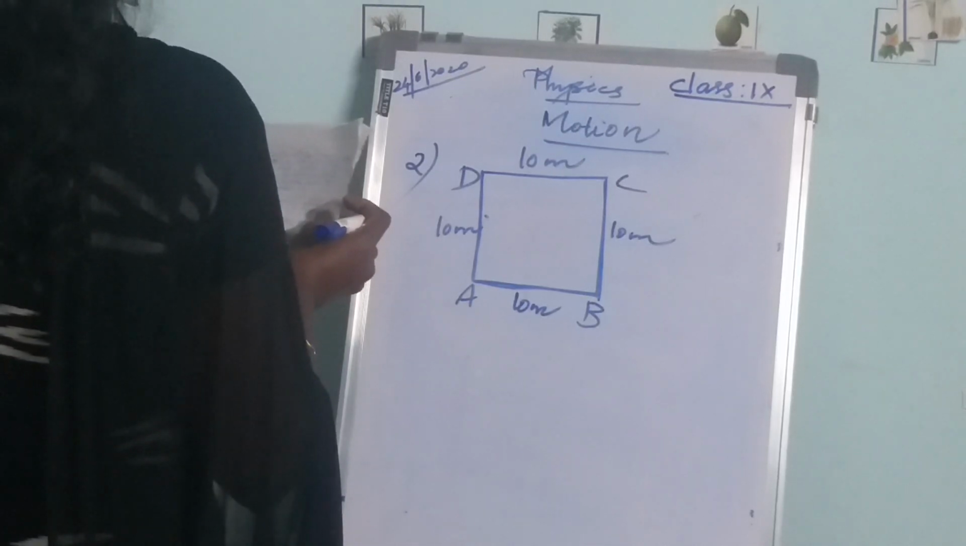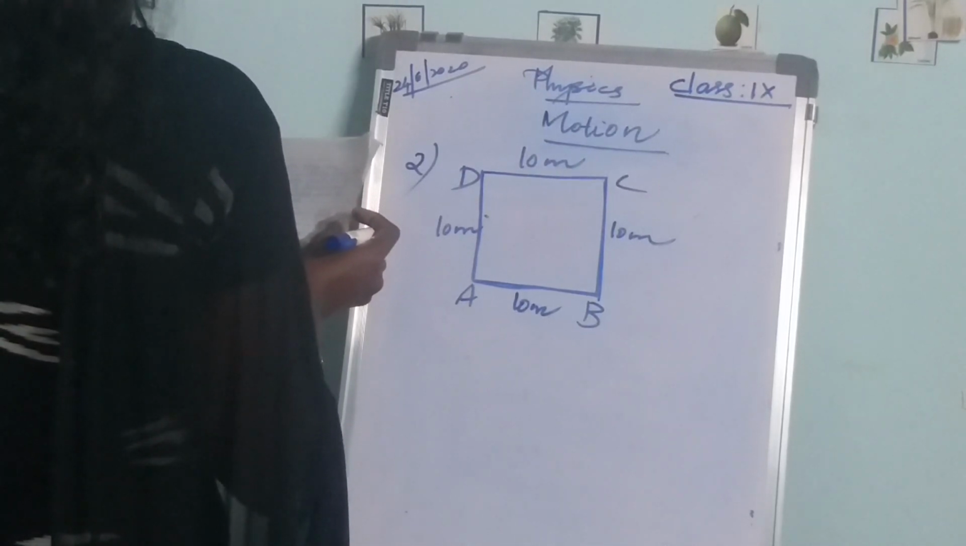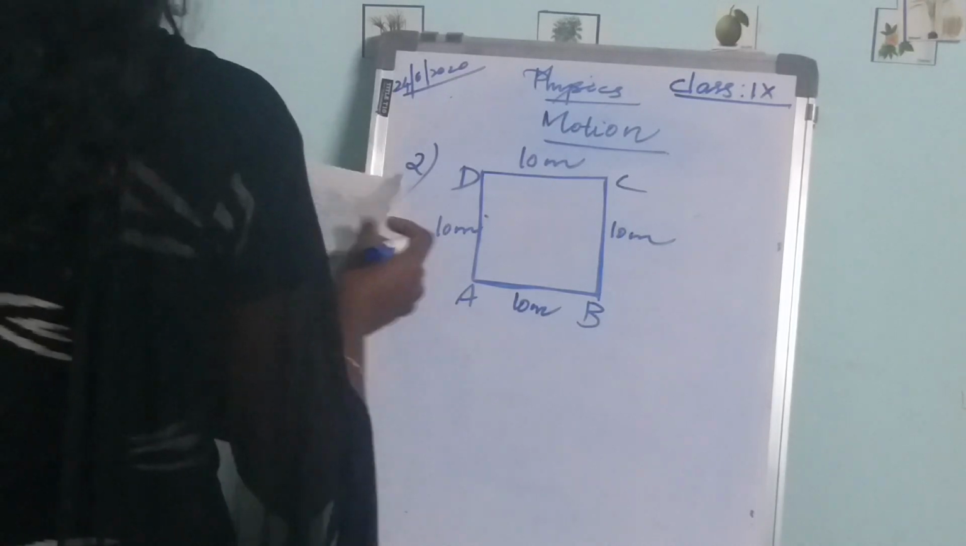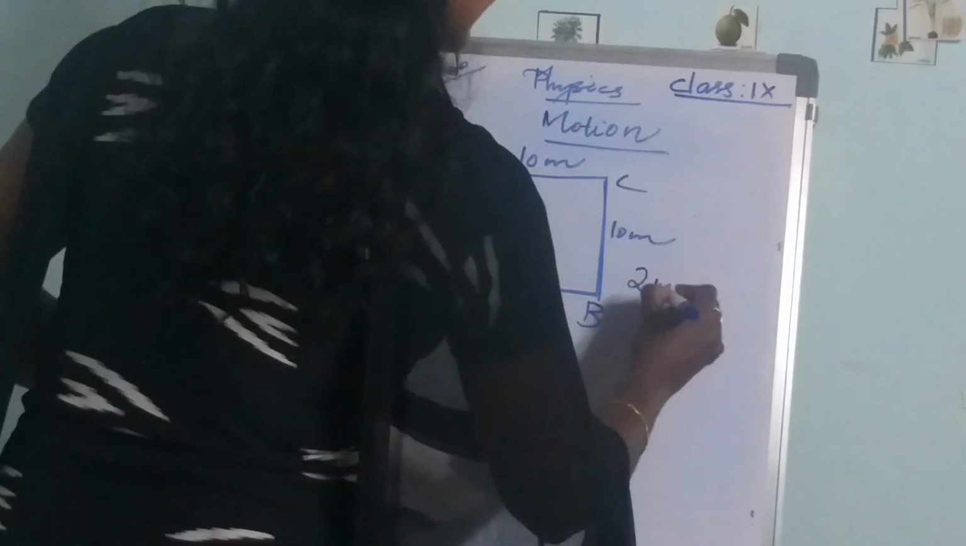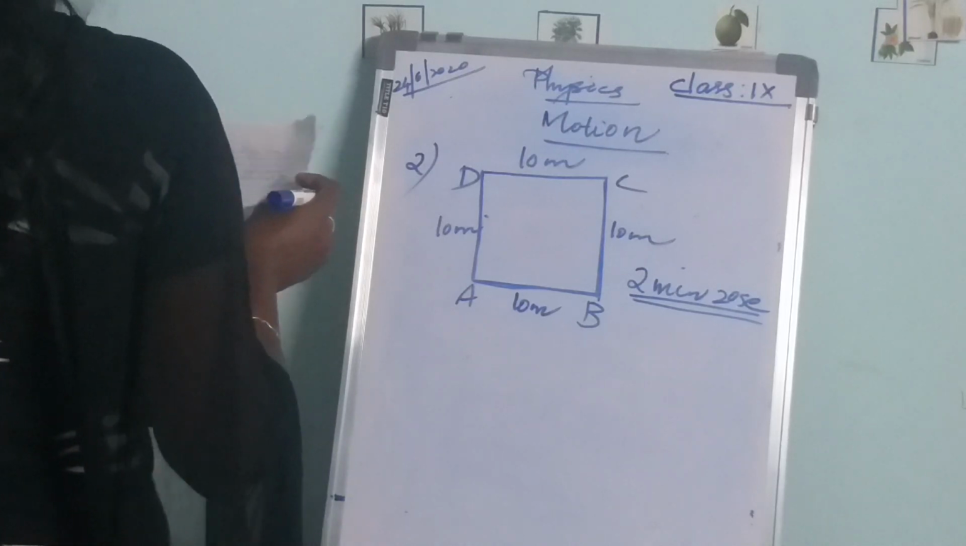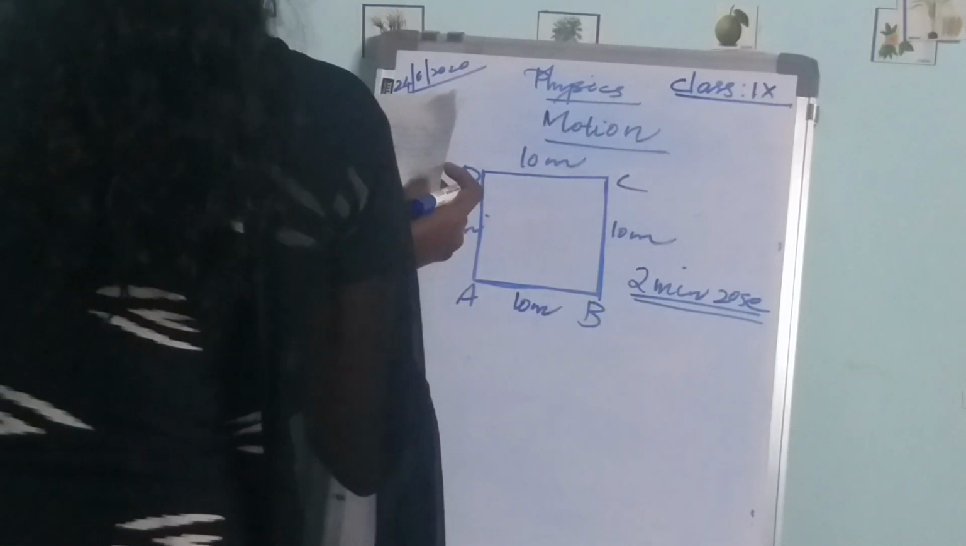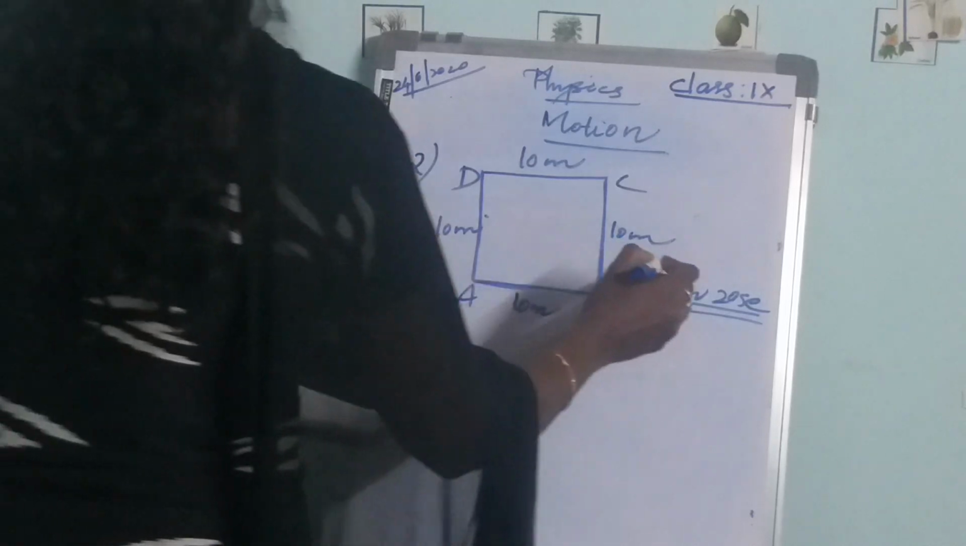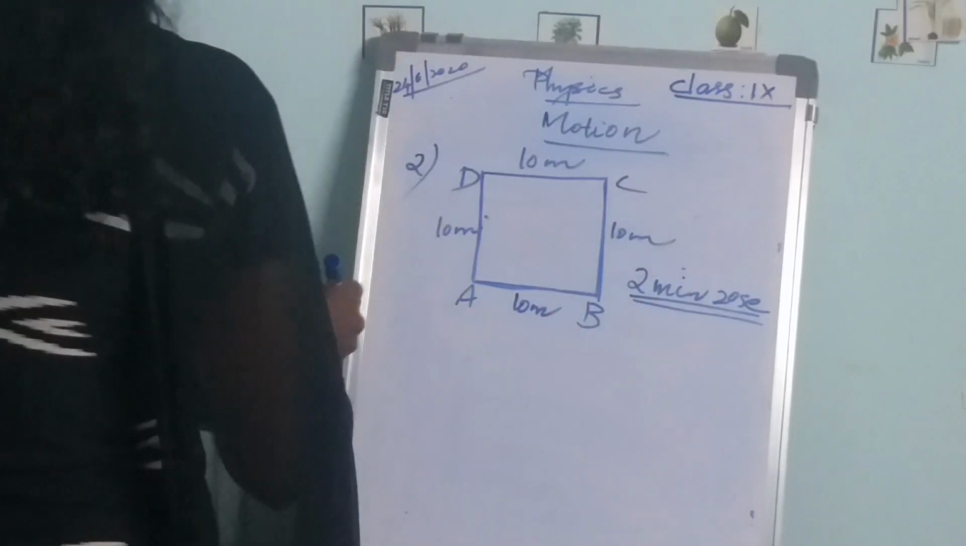And then we have to find what will be the magnitude of displacement of the farmer at the end of 2 minutes 20 seconds. Sorry, we have to calculate the displacement of the farmer at the end of 2 minutes 20 seconds.